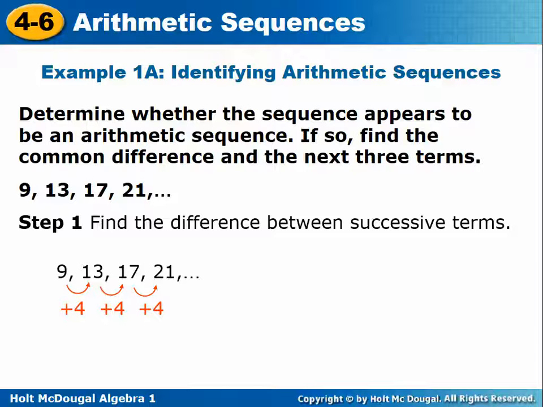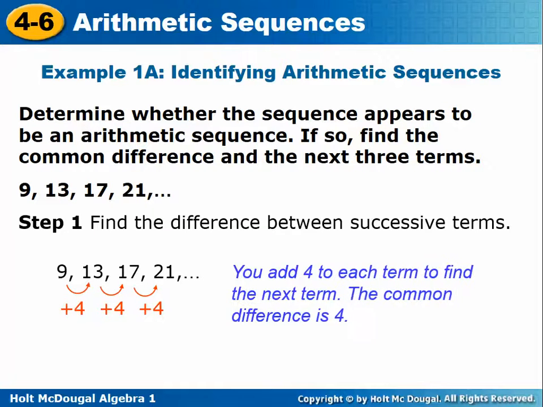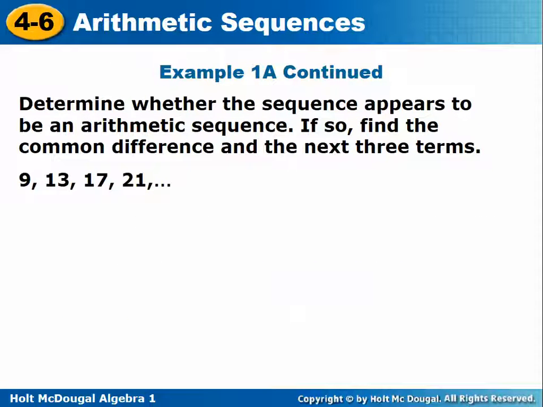So you can see that if we just added 4 to each term, you would get the next term. So 9 plus 4 is 13. 13 plus 4 is 17. 17 plus 4 is 21. So that's a pattern. That's an arithmetic pattern. So this is an arithmetic sequence. So our first question would be yes, this is an arithmetic sequence.